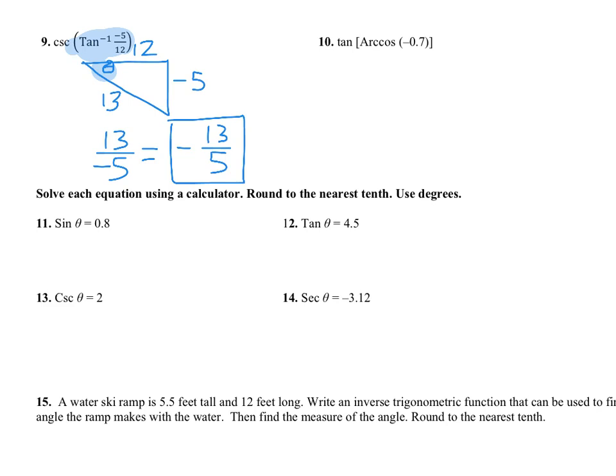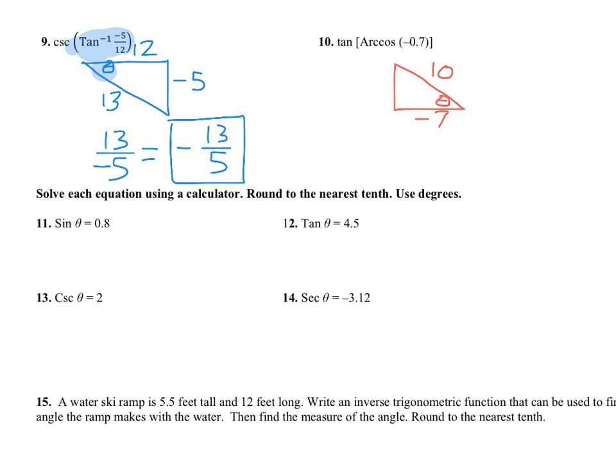Alright, number 10. Cosine is in quadrant 1 or 2. Because it's negative, we know we want to be in quadrant 2. So I draw the triangle. Quadrant 2 triangles look like this. Theta goes here. Alright, so the ratio is negative 0.7. So on the adjacent side, I could put a negative 7. And on the hypotenuse, I could put a 10. Because negative 7 divided by 10 is negative 0.7.